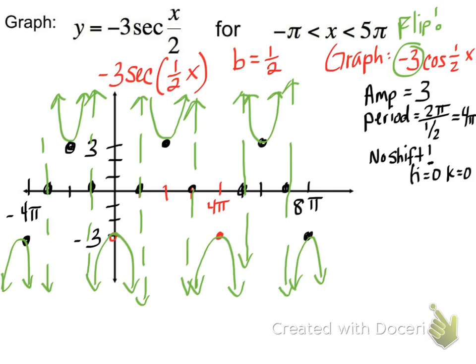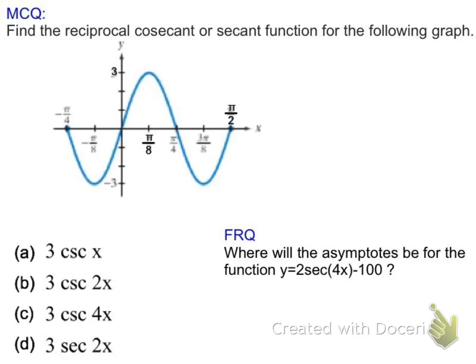So be careful with b values when we're dividing by things, because dividing by 2 is the same as timesing by half. I wanted to show that example because of the quiz. Take a look at your free response and your multiple choice question.